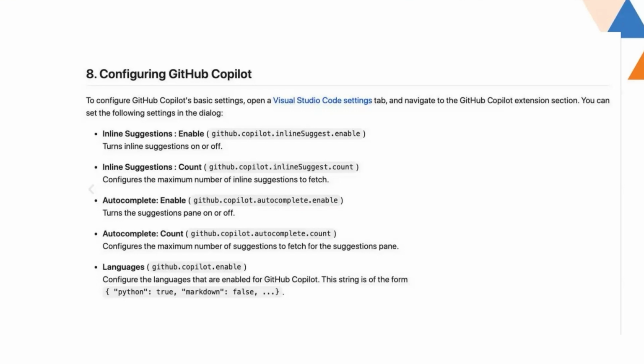Whichever languages you work with mostly, for example I work with Python, you just have to provide a kind of dictionary, in this case key-value pairs. So Python true, and in the same way markdown false. Whenever I'm working with Python files, GitHub Copilot will work automatically and provide code and so on. For markdown files, for example the readme files we use for GitHub projects, I don't want any suggestions from GitHub Copilot, so I can provide false. It will not bug me in the GitHub readme files. This is how you can turn on and off the languages supported by GitHub Copilot.